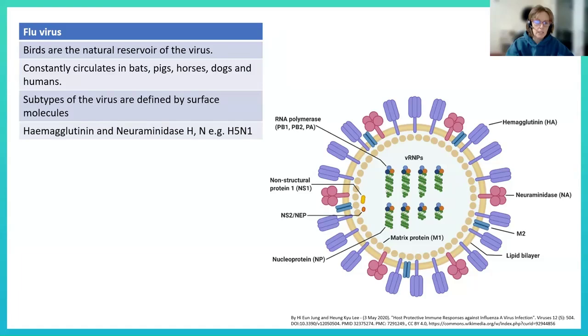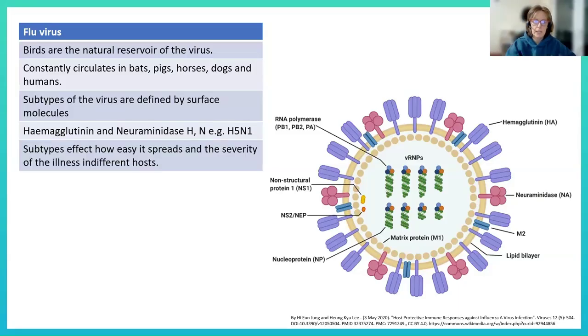So H for hemagglutinin, N for neuraminidase, and that gives the flu its name. You've probably heard people talking about H5N1 flu in the news, because that flu, it's a bird flu at the minute. It's only really in birds. It's circulating at the moment. Everyone is really worried about it, because it's probably only one or two mutations away from getting into humans. And when it does, it will probably kill a lot of people.